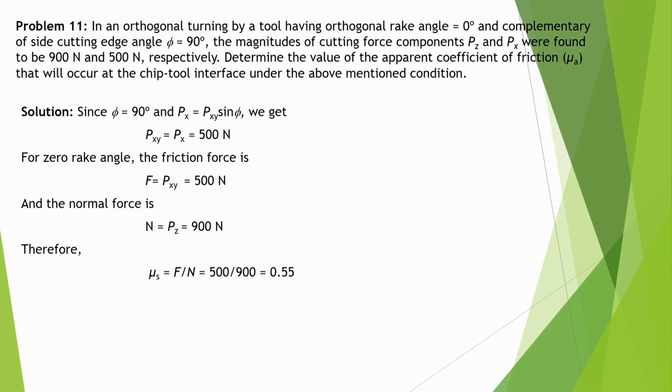Then you see that one is in an orthogonal turning by a tool having orthogonal rake angle 0 degree and complementary of side cutting edge angle phi equal to 90 degree. The magnitudes of cutting force components Pz and Px were found to be 900 and 500 respectively. Determine the value of the apparent coefficient of friction that will occur at the tool chip interface under the above mentioned condition. So, in this case phi is equal to 90 degree, Px is equal to Pxy sin phi. So, that means Pxy is equal to 500, and for zero rake angle the friction force is F is equal to Pxy only, that is 500. Normal force is N is equal to 900. So, apparent coefficient of friction is F by N. Here Pxy means this thrust component, and it has got two components Px and Py. So, that type of thing has been used.